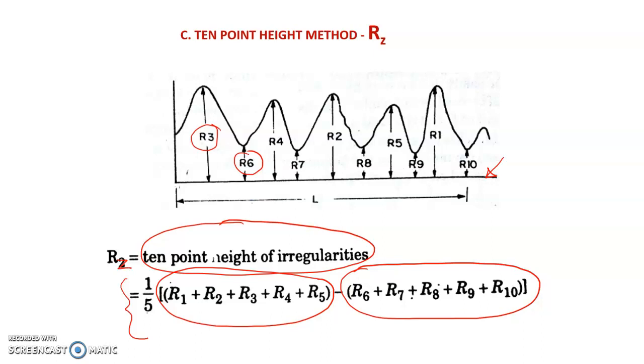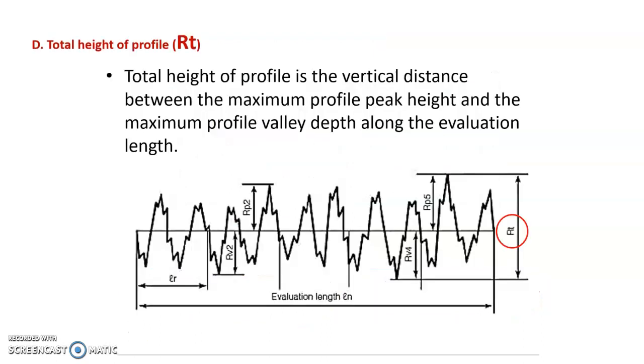In the total height of profile method, again we construct the center line, and throughout the sampling length we find the tallest peak and the deepest valley, and their readings are recorded. The total height is the sum of the tallest peak and the deepest valley, and that is given as RT.